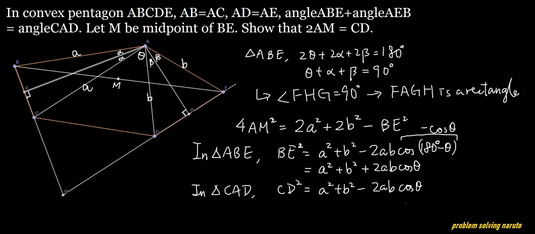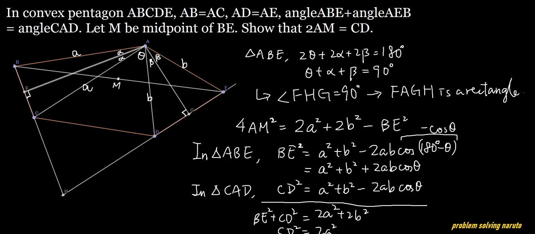So if you just add them, obviously you get BE square plus CD square is 2A square plus 2B square. And obviously if you move this across, you get CD square is just 2A square plus 2B square minus BE square. And that is 4AM square from here. And so we have proved that 2AM is CD.